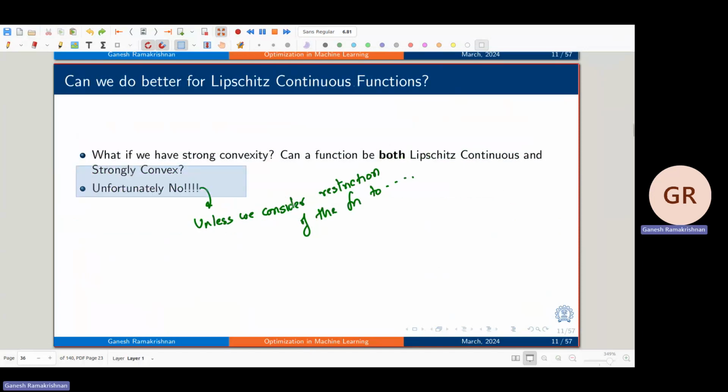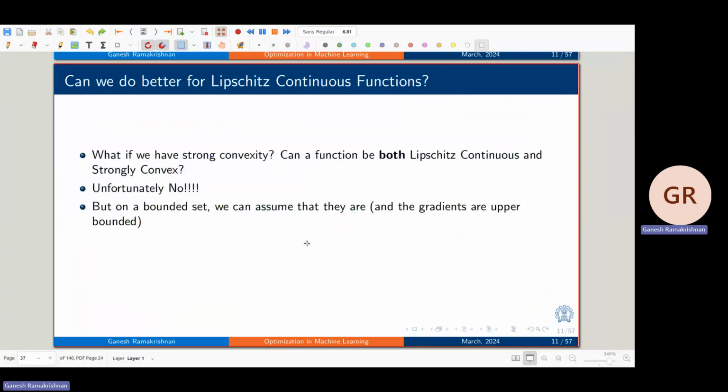But the thing is, unfortunately, this won't happen. It's not easy. Okay? You need a function to be restricted to a bounded set. Only on a bounded set is that possible. Remember, this we have discussed earlier. On a bounded set, this is possible, even Lipschitz continuity and strong convexity.